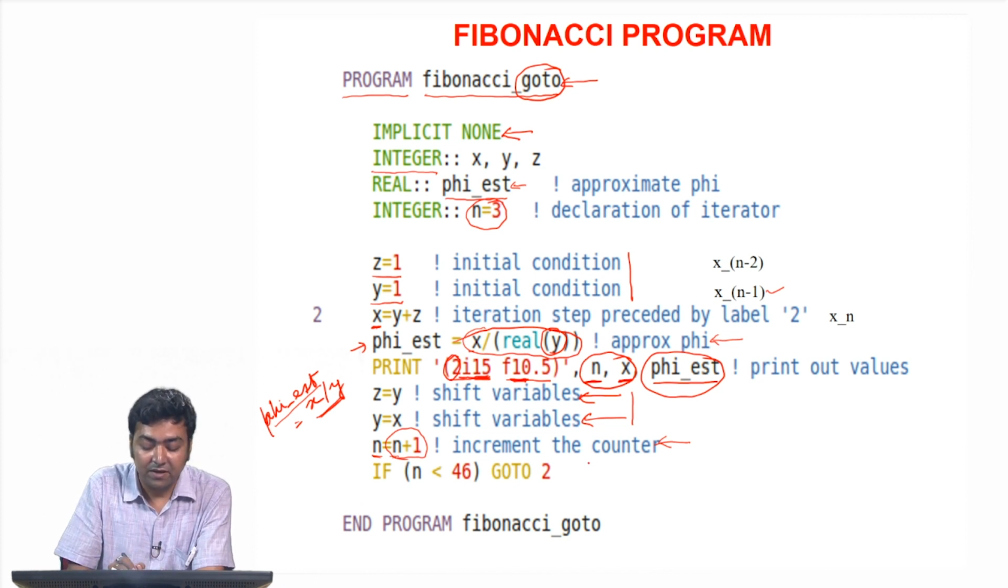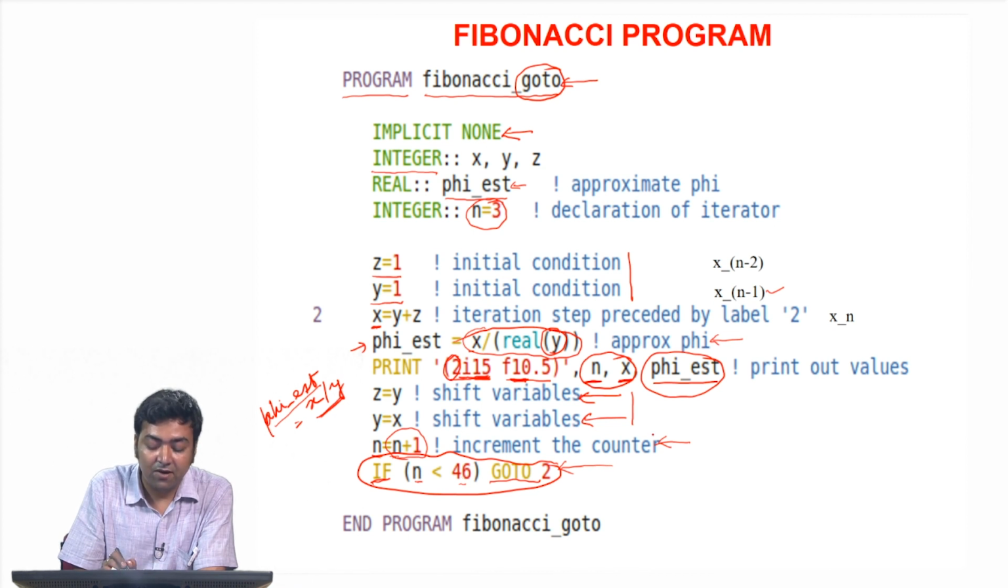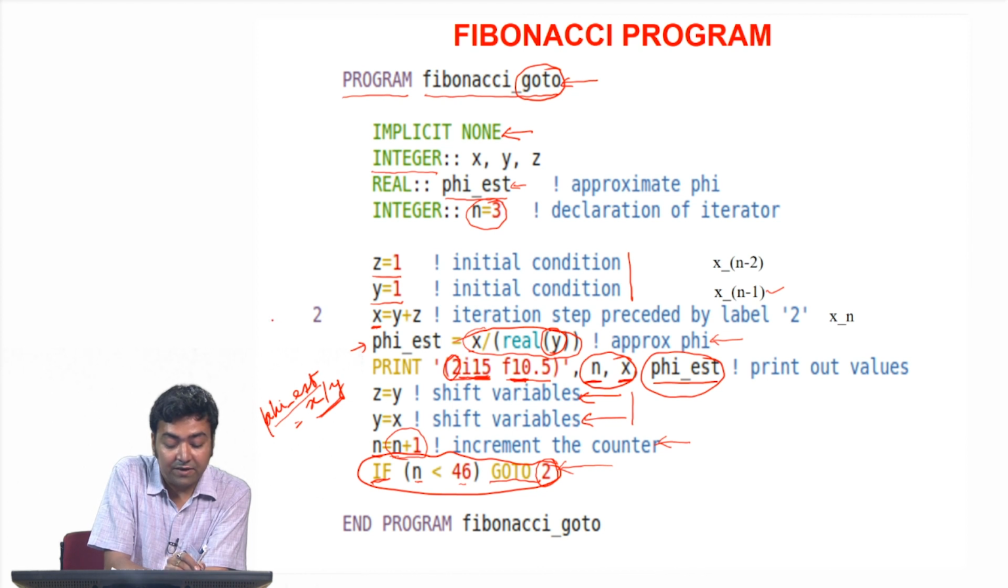Once it is done, then I come to this part, which is the new part we are going to learn in this. Here I have two statements, one is a conditional if statement and another is a go to statement. What this statement does is, the code checks whether the value of n is less than 46. As long as the value of n is less than 46, whenever the controller comes to this line, it will go to the line which is labeled by this number 2. So, let us see where in the program I have labeled this line by 2. We can see that here is my label.